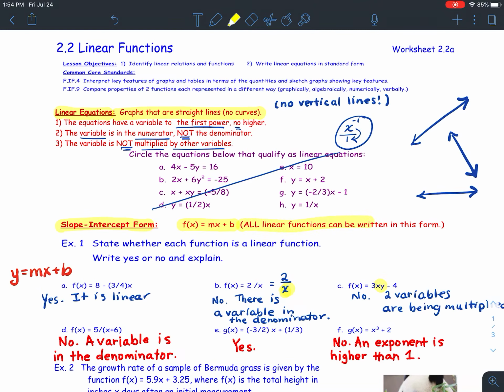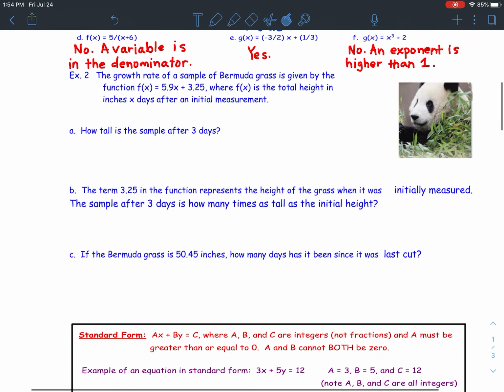That is how you can write all linear functions, okay? All right, so the first few problems on your homework assignment are going to be very, very similar to how these 6 problems right here are. Okay, we're going to move on down to a word problem here.